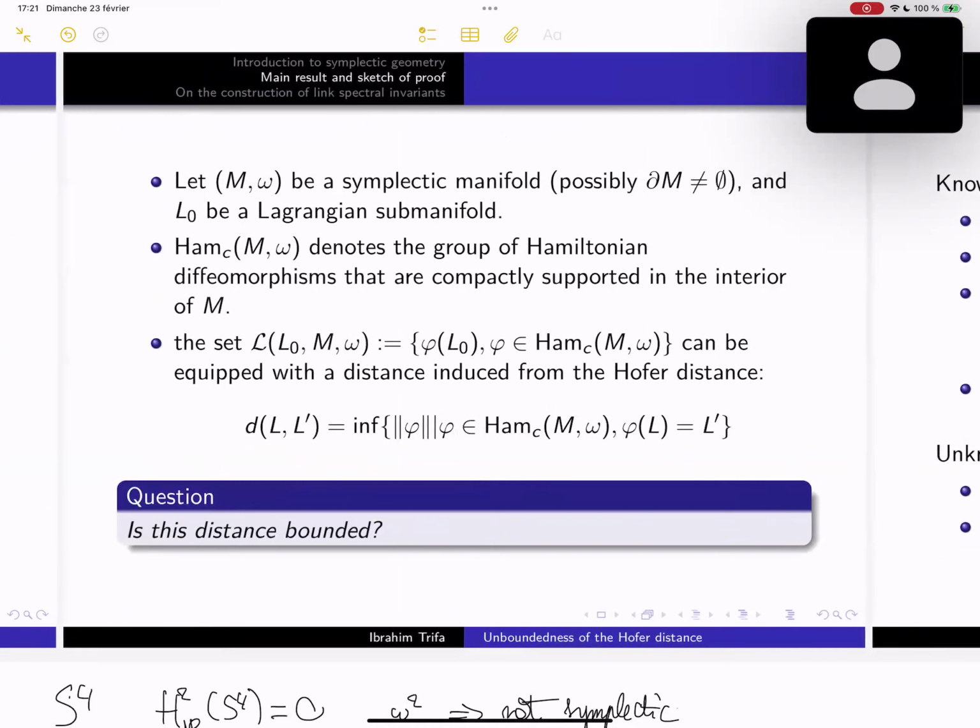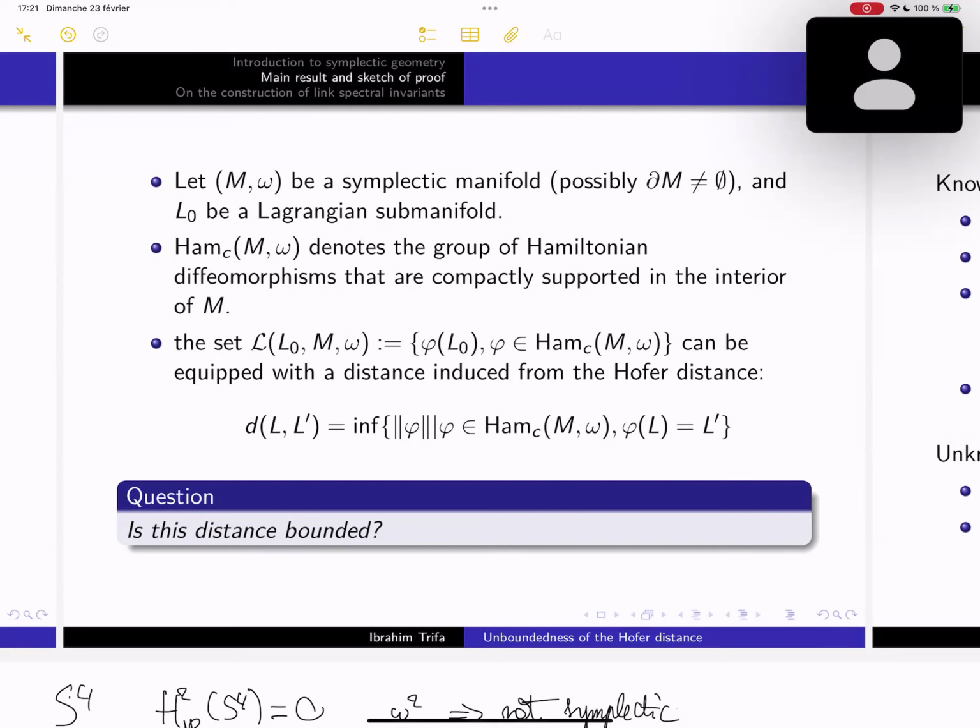Okay, so now that we have all those basics down, I can explain a bit my results. I will start with some context. So we are considering, well, are there some questions up to this point, or is it fine? Okay, so we're considering a symplectic manifold M, possibly with non-empty boundary, and a Lagrangian submanifold L0.